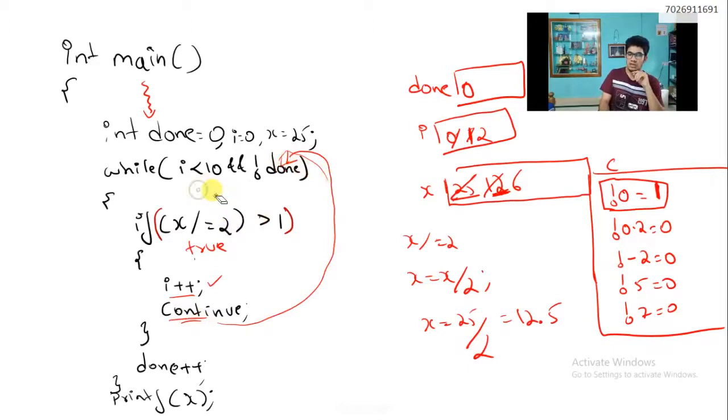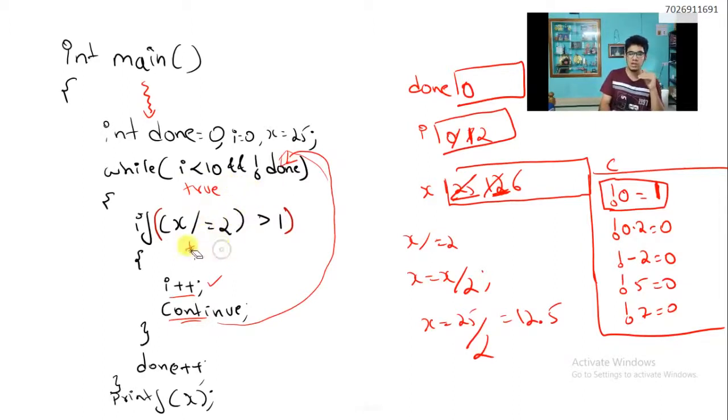Okay, what's the I value now? I value is 2. Is 2 less than 10? Yes, 2 is less than 10. So it is true here. And not of done. Our done value is still 0. So not of 0 is 1. Not of 0 is what? 1. So not of 0, I'll make it as 1 immediately. True and 1, answer is true. Condition is true, it will come inside.